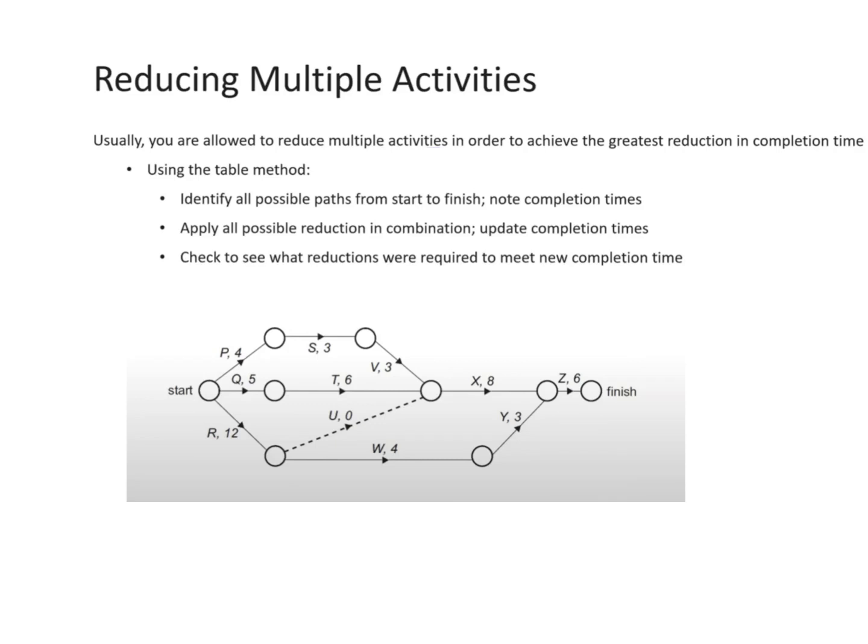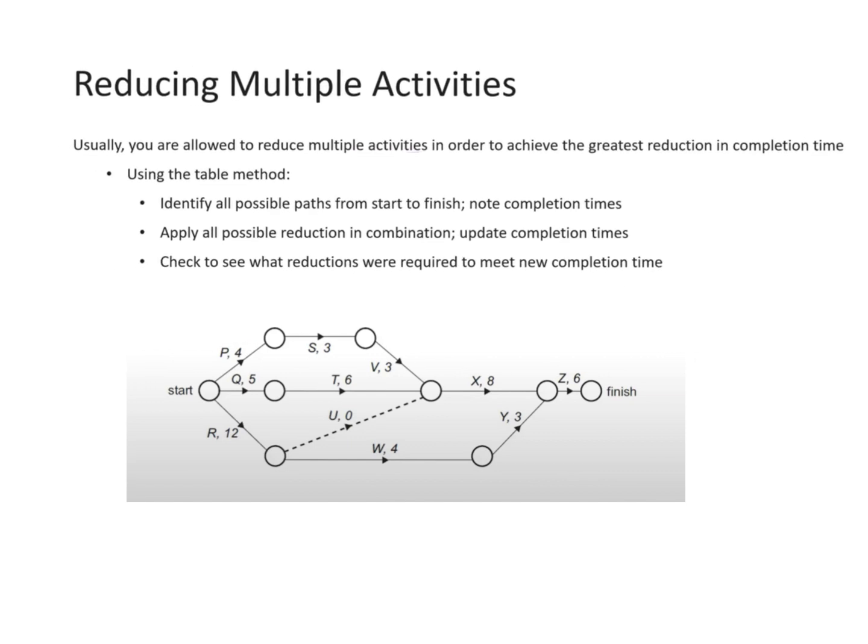Okay, so now what we're going to look at is when we have multiple activities. Before we were just saying just crash one, but that might not be the case. In real life, they might start saying, oh, we're going to crash multiple activities. So then we've got to make sure we're taking into account all those things. So usually you are allowed to reduce multiple activities in order to achieve the greatest reduction time. Using the table method is the best option for this, particularly when you have multiple.